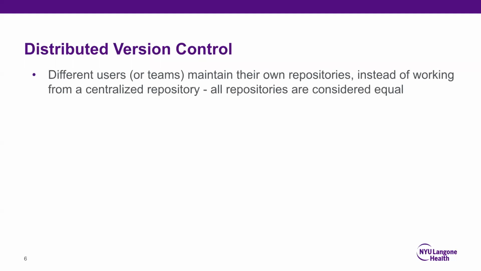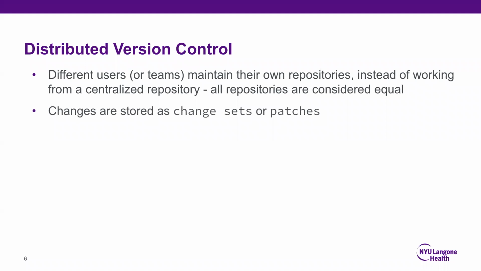All right, as I mentioned, Git is a distributed version control system. What that means is that different users or teams maintain their own repositories instead of working from a centralized repository. All repositories in that project are created equal, so my repository is going to be just as valuable as someone else's. It's not like our main repository is going to be on a centralized server, and then we have to routinely sync up to that.